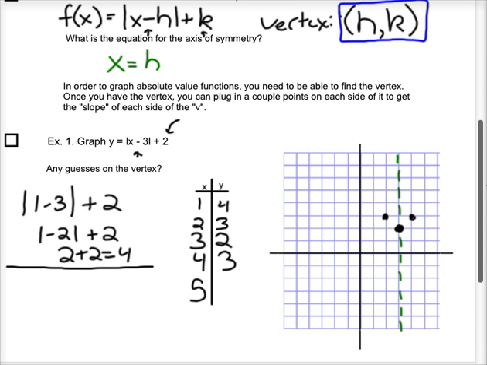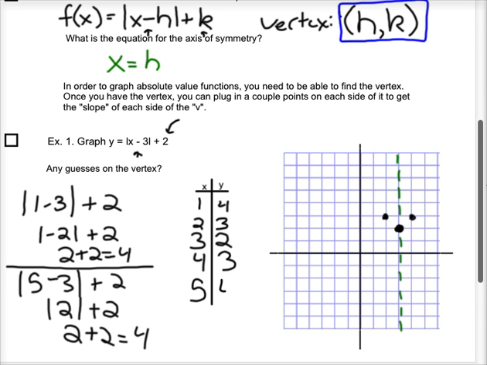Let's try the 5. Let's make sure we're getting the same thing. 5 minus 3 plus 2. Well, 5 minus 3 is just 2. Absolute value of a positive number doesn't change it, so we just have 2 plus 2, or 4. And we're in luck. We did end up getting the same thing, just like we were supposed to.